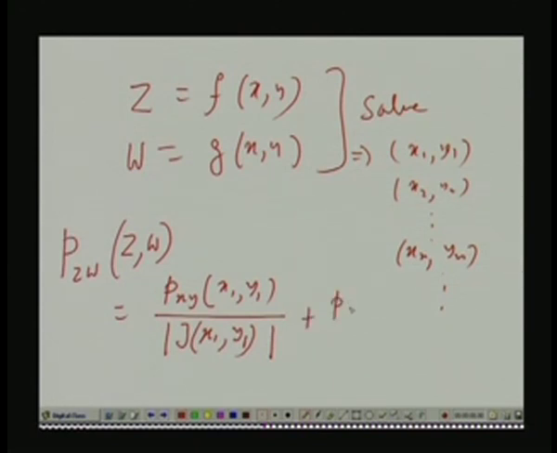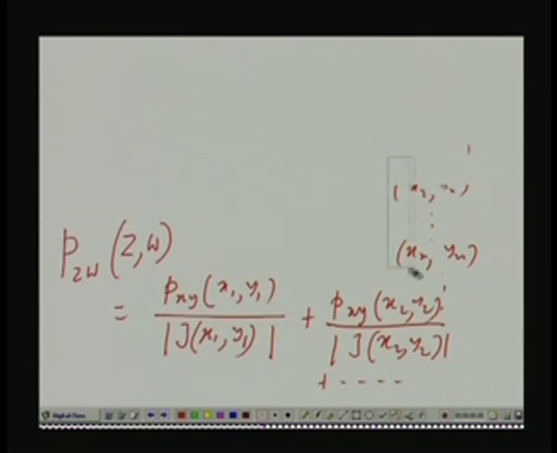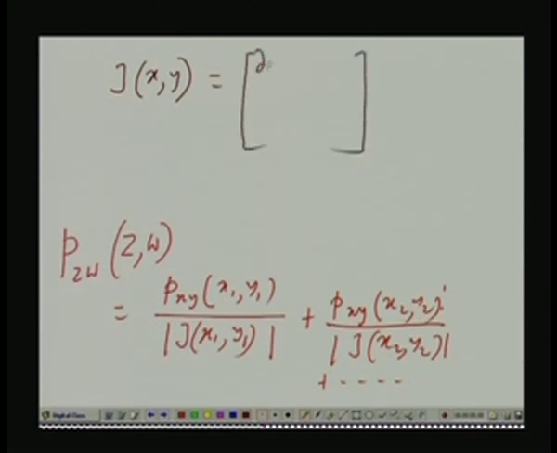Then again put the second solution divided by the corresponding Jacobian, and so on and so forth. This is the result, where, let me give the expression for the Jacobian. You can either write it like del z del x, del z del y, del w del x, del w del y.